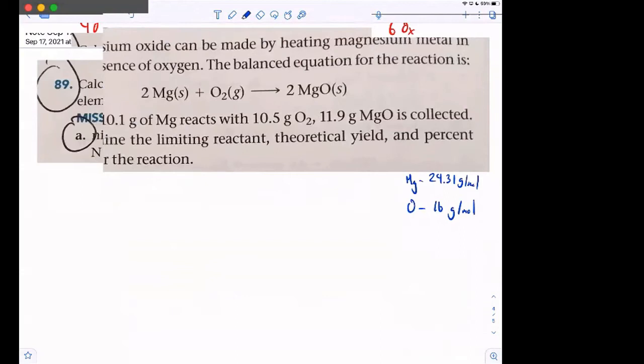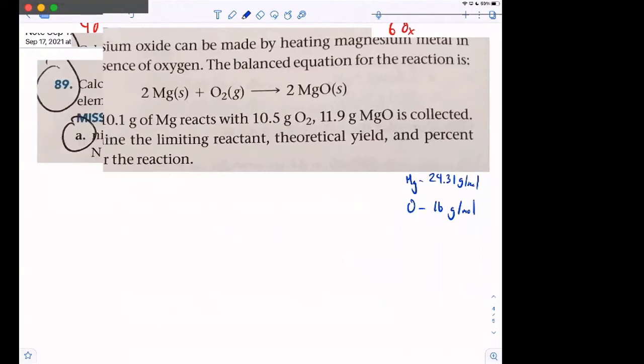Magnesium oxide can be made by heating magnesium metal in the presence of oxygen. The balanced equation for the reaction is 2 magnesiums plus oxygen makes 2 magnesium oxides. When 10.1 grams of magnesium reacts with 10.5 grams of oxygen, 11.9 grams of magnesium oxide is collected. Determine the limiting reactant, theoretical yield, and percent yield.